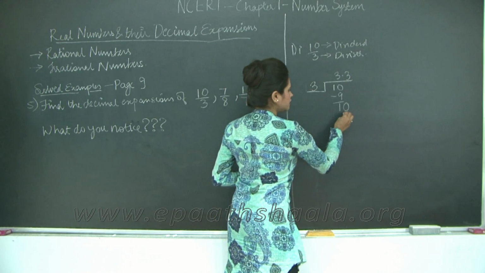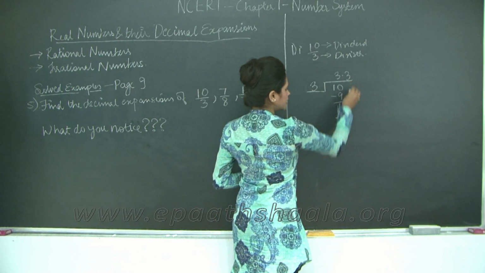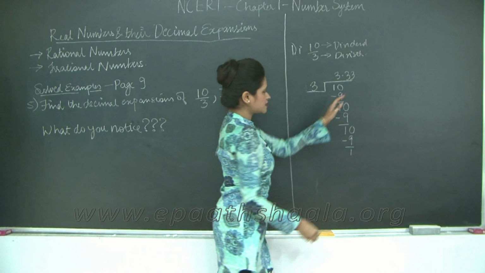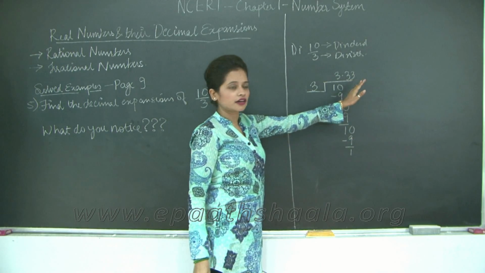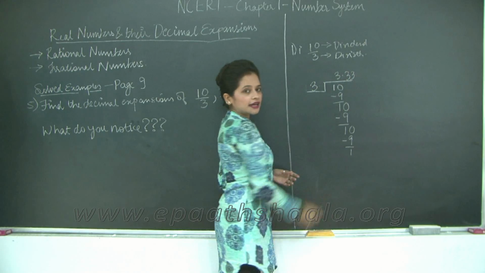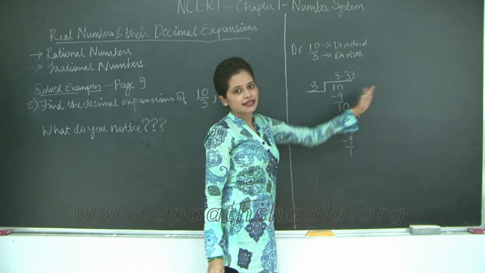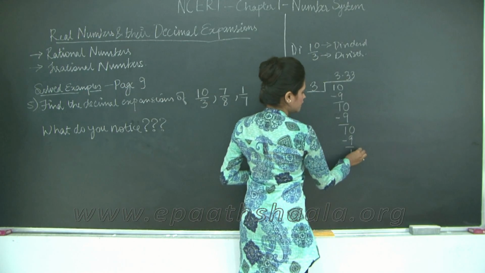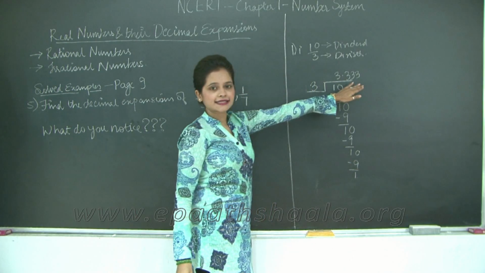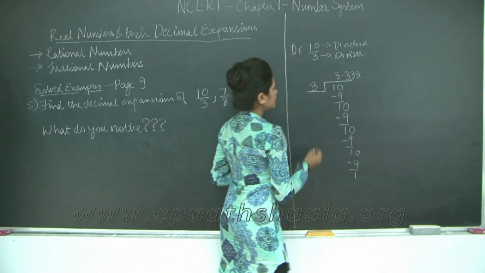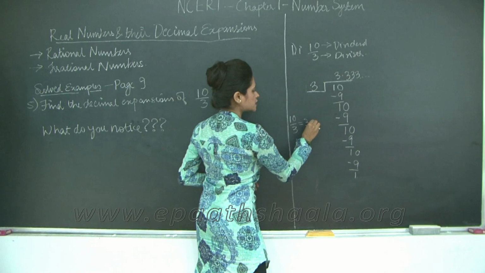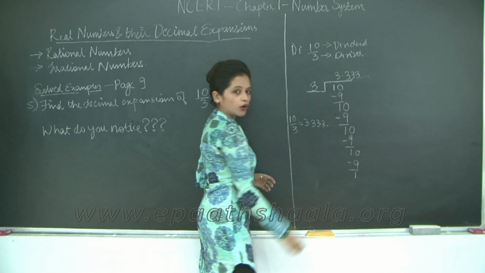So, 3 3s are 9 minus 1. Again, I take a 0, 3 3s are 9. Now, since I added another 0 over here, it is not required to put a decimal every time. Once you put a decimal, all these numbers are considered as your quotient after the decimal point, right. So, again 0, 3 3s are 9. So, you will notice that this list continues. So, 10 upon 3 is equal to 3.333 and so on, right.